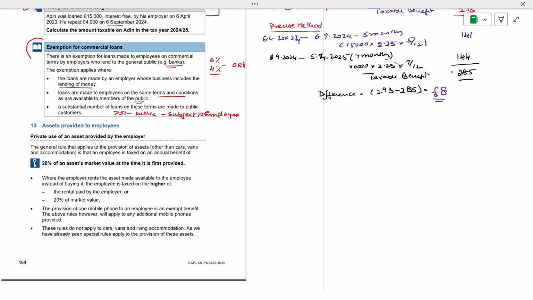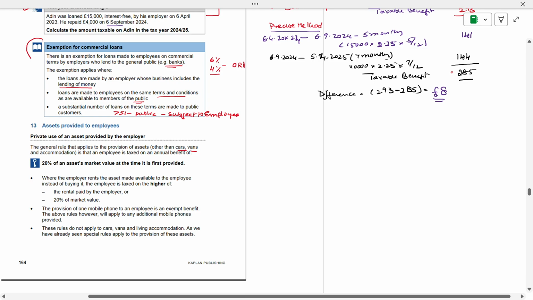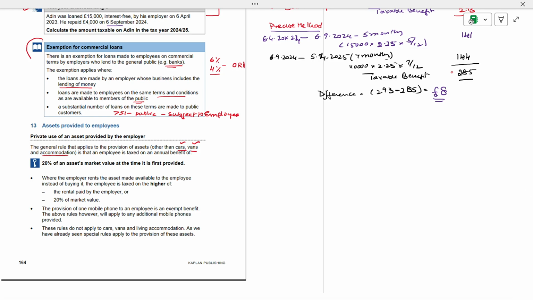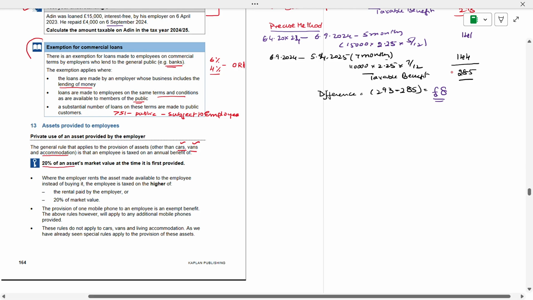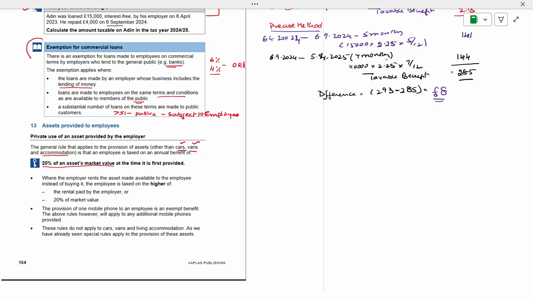Now, assets provided to employees. Private use of assets provided by the employer. The general rule applies to the provision of assets other than cars, vans, and accommodation, because we already covered those. For any other asset, an employee is taxed on an annual benefit. How are we going to tax it? 20% of the asset's market value. Any other asset except car, van and accommodation will be taxed at 20% of the market value.